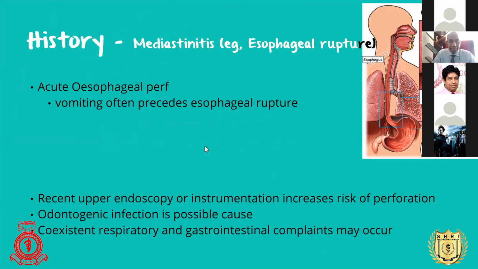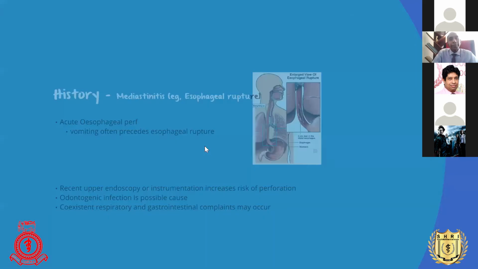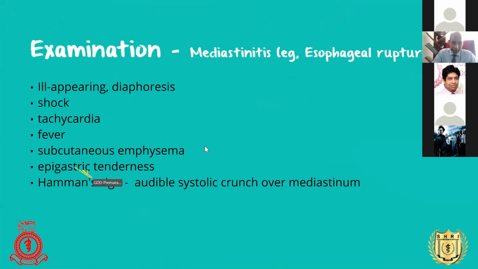So patients who have had recent upper GI endoscopies or any other instrumentation are at high risk. Sometimes patients with odontogenic infections can develop mediastinitis without esophageal perforation, so they can also present with signs of mediastinitis. They are ill. They might have evidence of septic shock, tachycardia, fever, and they can have subcutaneous emphysema.